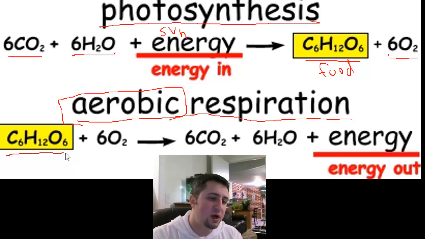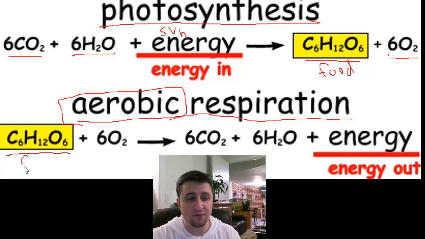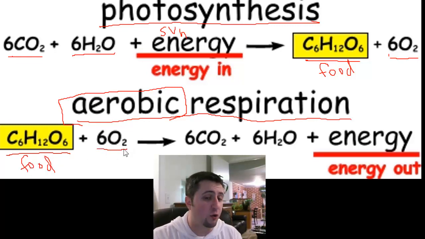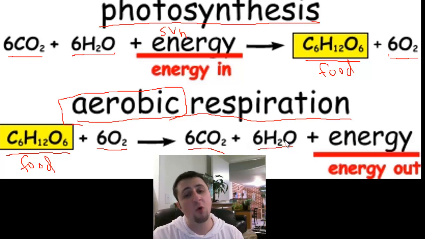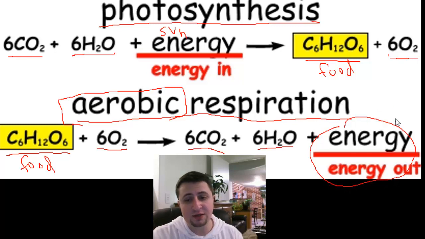Now in cellular respiration, the opposite thing happens. In goes a molecule of glucose, which is food, and then we need oxygen in order for this equation to work. And then out comes 6 molecules of carbon dioxide, 6 molecules of water, and we get energy out of it. And that energy is in the form of ATP.